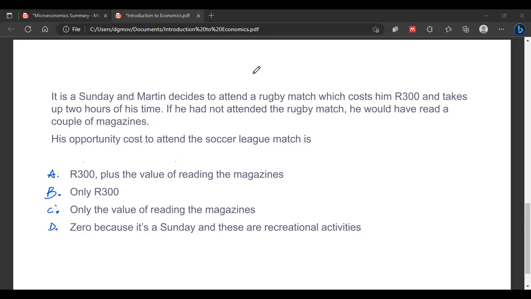So the alternative use of the 300 could be savings and earn interest. Yet he spent it to pay for the rugby match, plus the time. The value of what he would have gotten from reading the magazine is another opportunity cost. So this is the most complex question that we've put to use as an example.